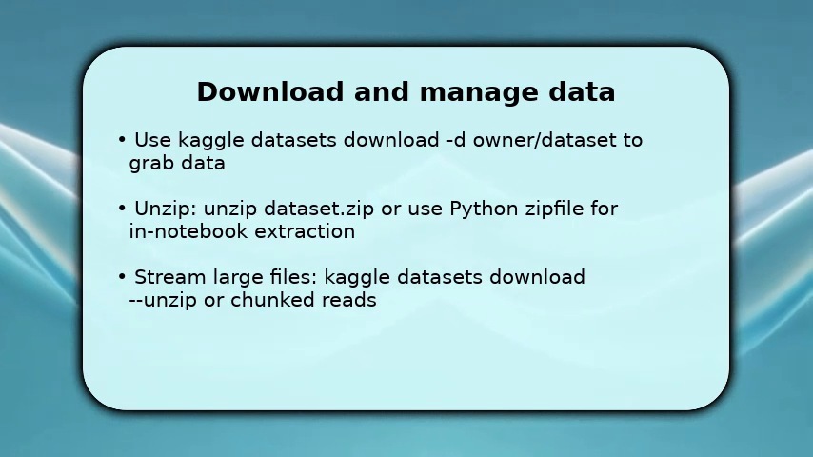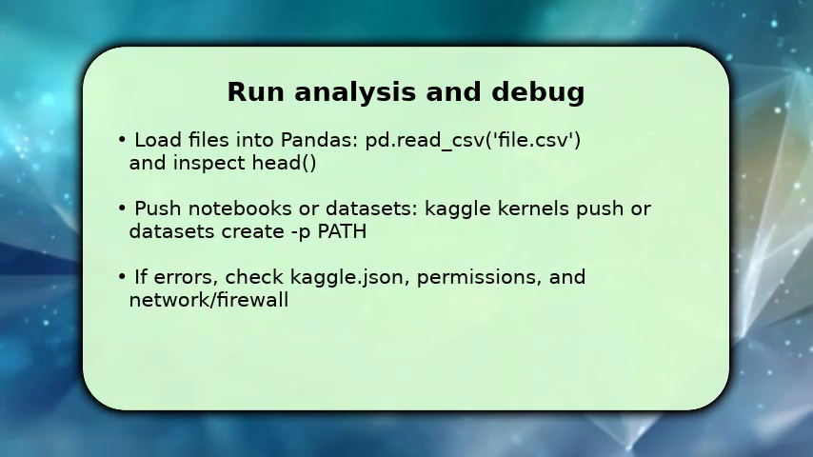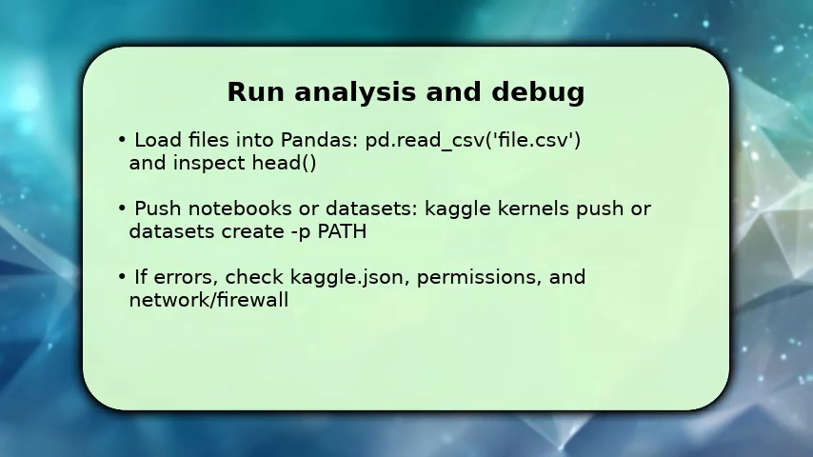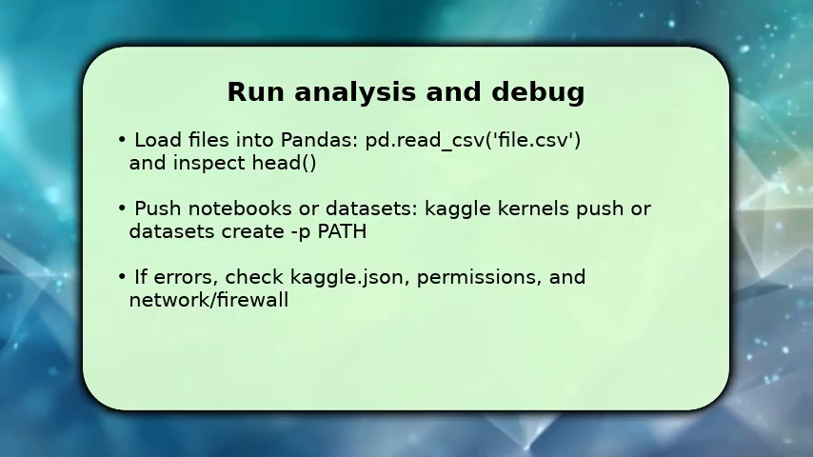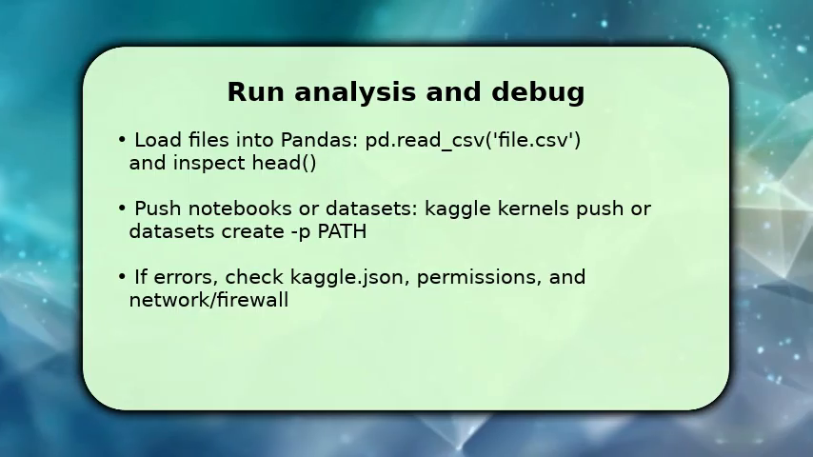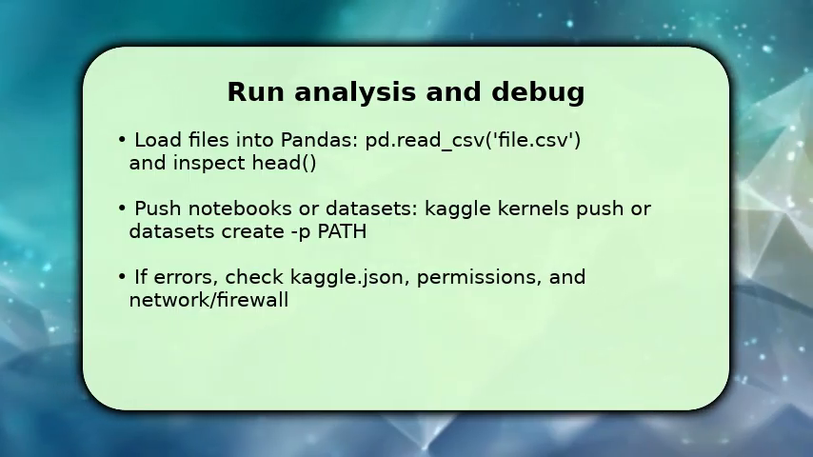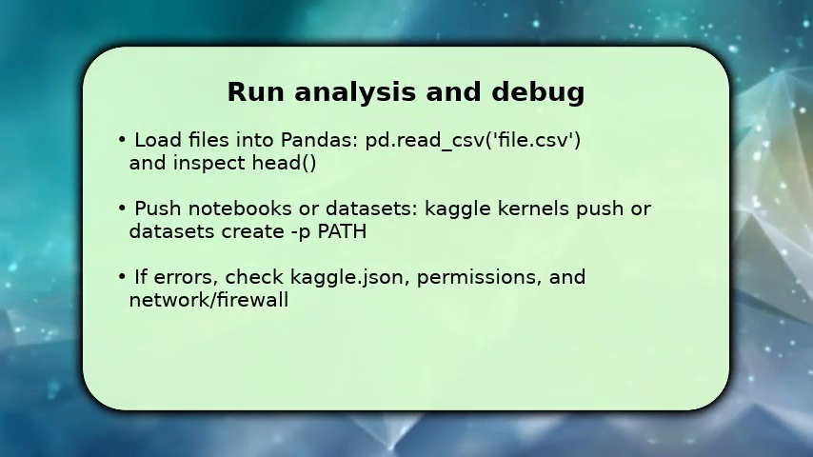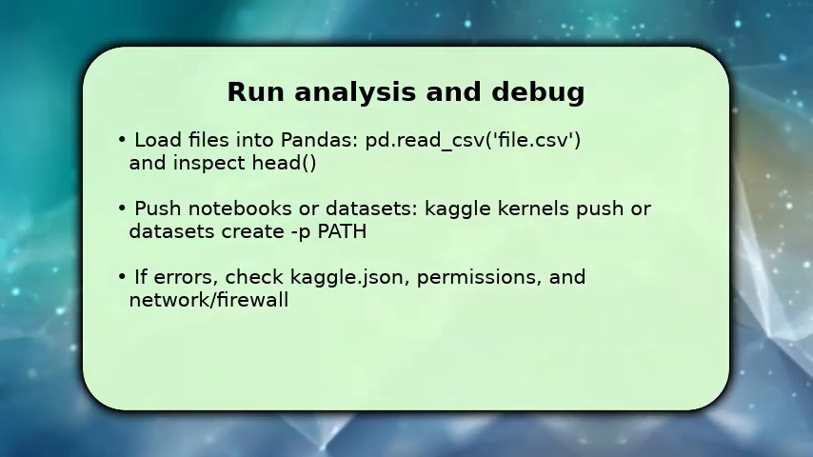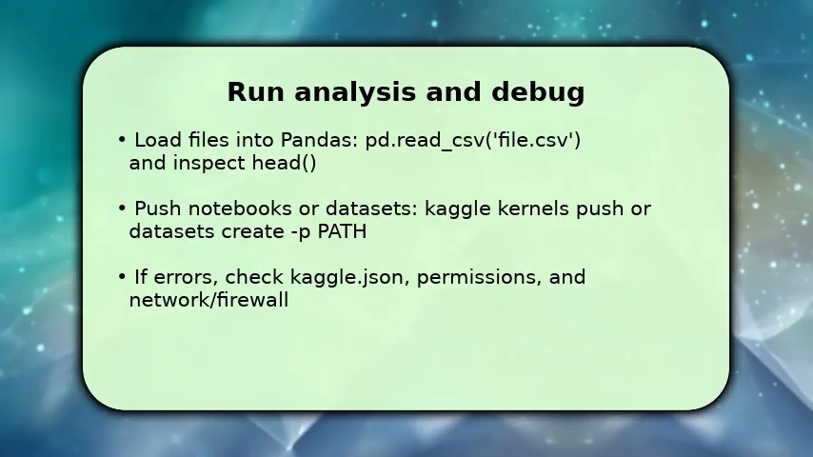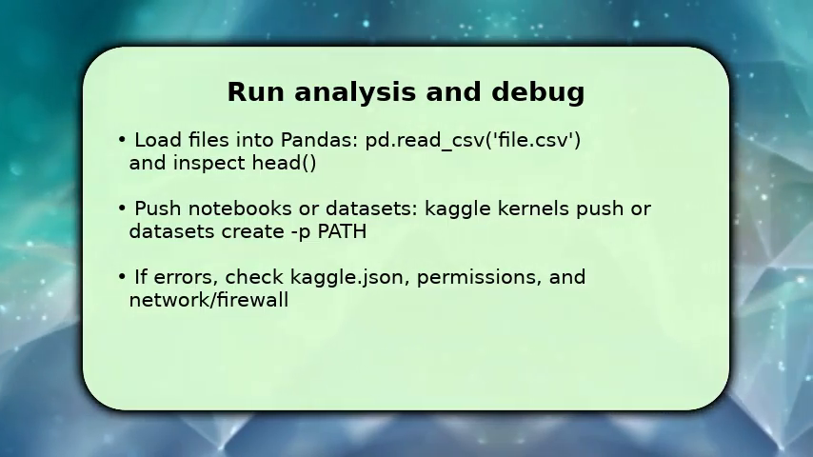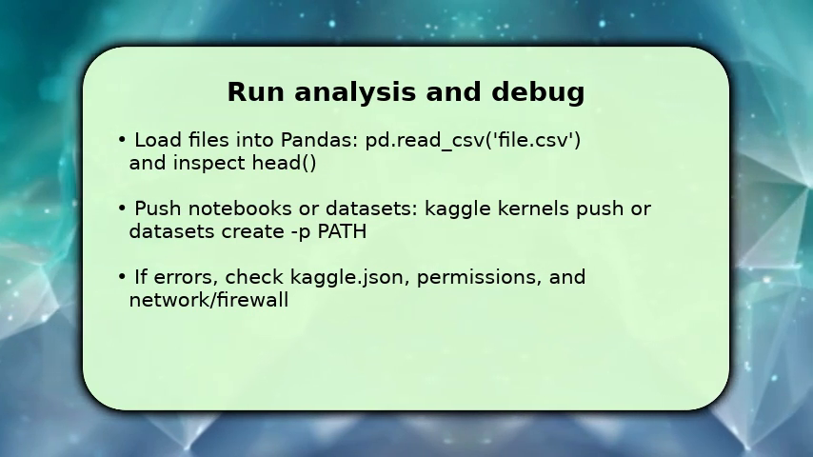To finish, load the downloaded files into your analysis cells and run quick sanity checks like head, info, and value counts so you understand the data shape. If you plan to share results, use Kaggle kernels push or create a dataset from your outputs. This keeps reproducibility intact. If something goes wrong, you should immediately verify that Kaggle JSON exists in the expected location, that file permissions are correct, and that no firewall or proxy blocks the CLI. Restarting the kernel after fixes.